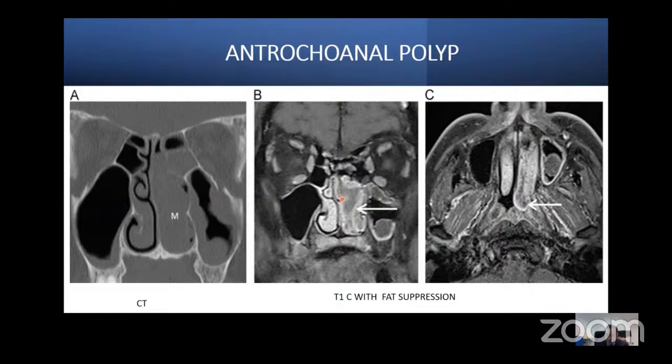On a T1 sequence with contrast, one can see a lesion, and there is peripheral enhancement. There is some dark signal within it. This tells me that this is a benign lesion. And on the axial view, you can see the same, a smooth contour lesion extending into the postnasal space, again confirming that it is a benign lesion. Putting all these together, we know that this is a simple case of an antrochoanal polyp.